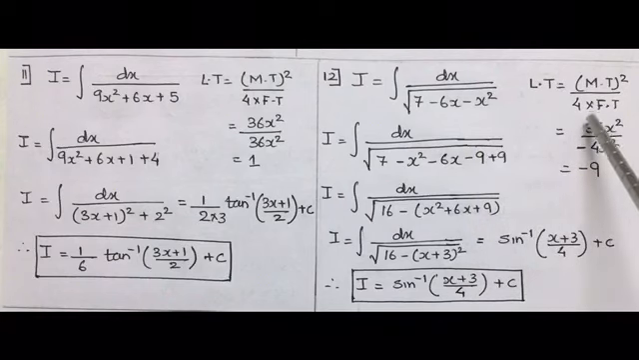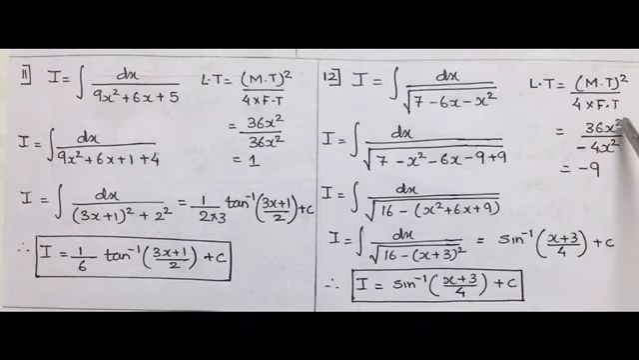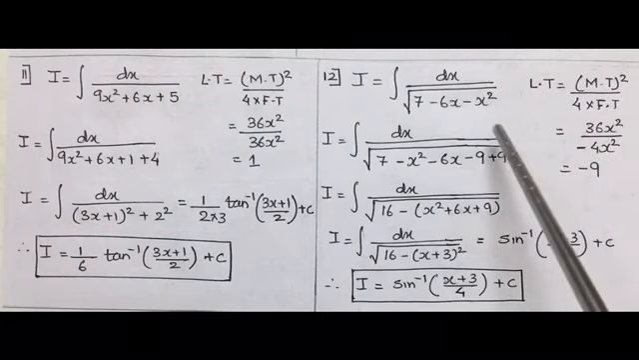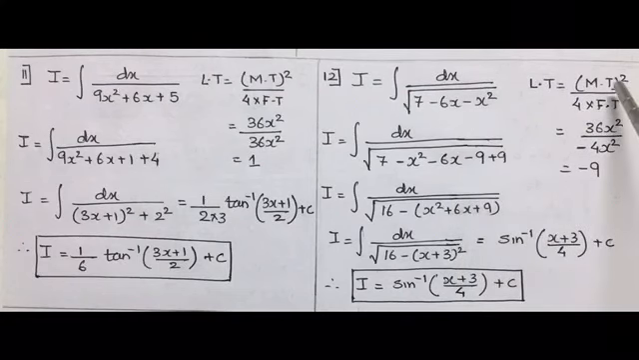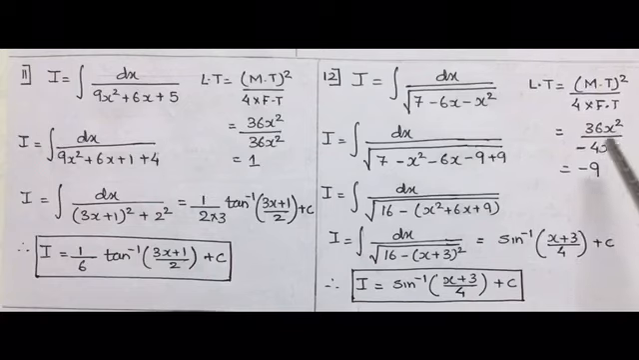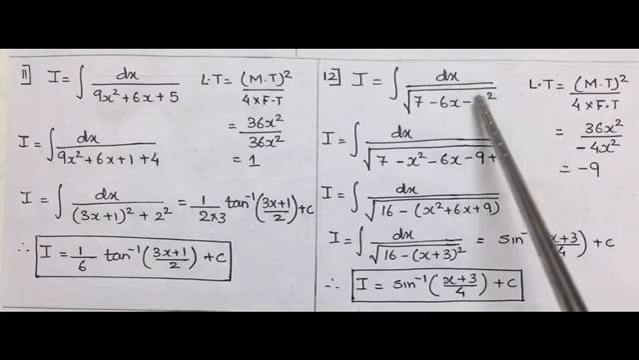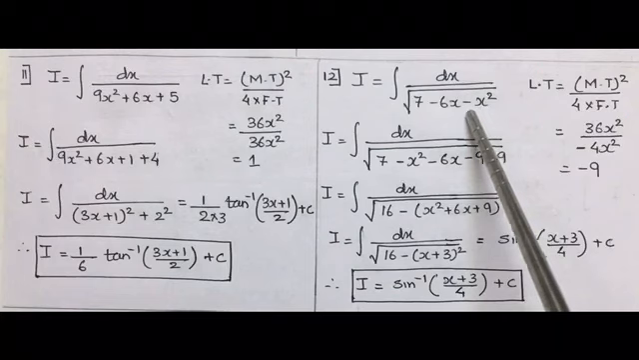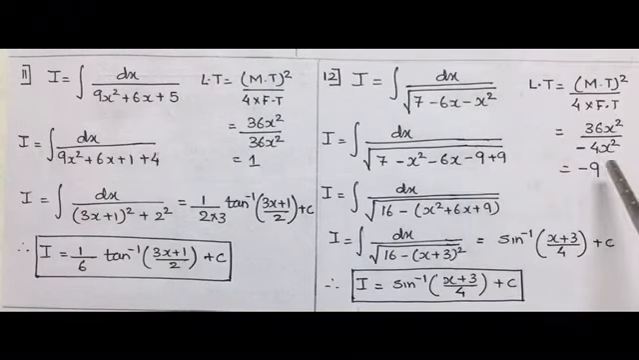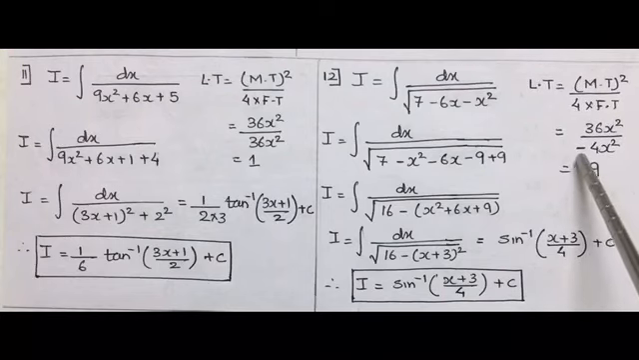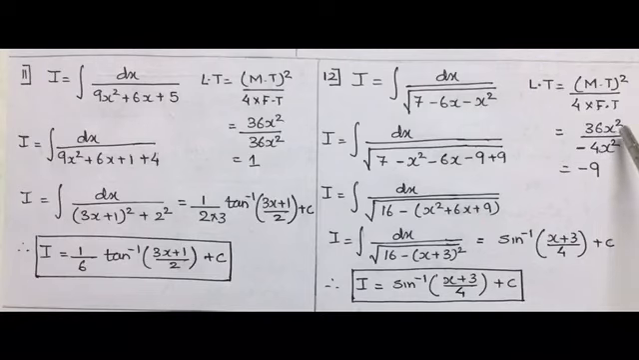So for the last term, we will use the formula middle term square upon 4 into first term. Here again the middle term will be minus 6x. Its square will be 36x square. And the first term will be x square. As it is a negative sign, minus x square will be the first term. So 4 into minus x square gives minus 4x square. Cancellation will give minus 9 as the answer.